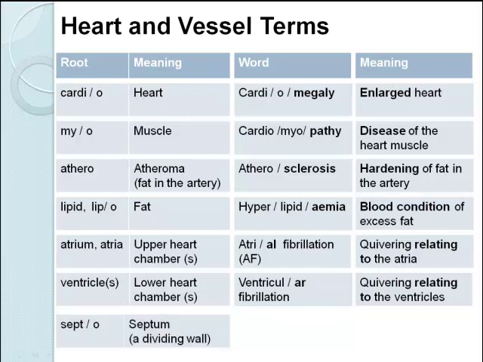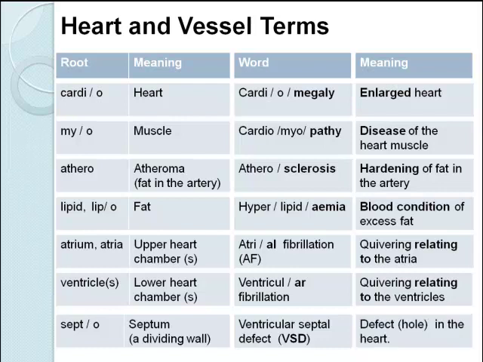Septo means septum, a dividing wall. You have a septum in your nose, dividing the left side from the right side. In your heart, you have a septum dividing the left side from the right side, keeping the oxygenated blood and the deoxygenated blood separate. Some people may have what's called a ventricular septal defect, or a VSD is the abbreviated form. A ventricular septal defect would mean a hole in the heart, or a defect between the ventricles.